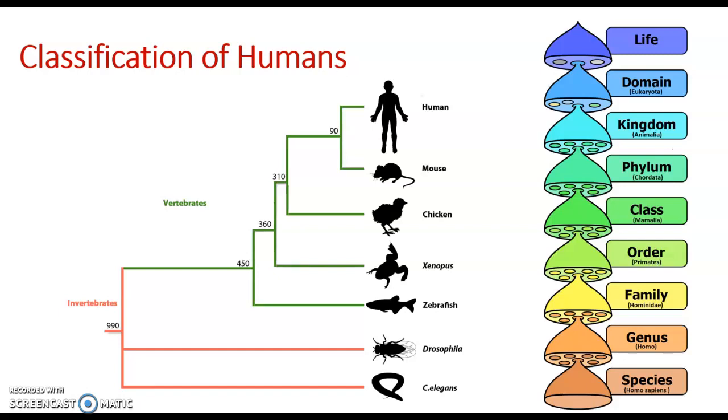We're in genus Homo, and we are at the species level considered Homo sapiens. So we are currently the only member of the genus Homo left, but there were others that existed throughout evolutionary history, and we'll look at those.